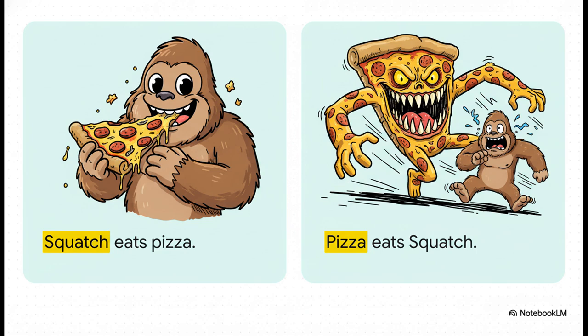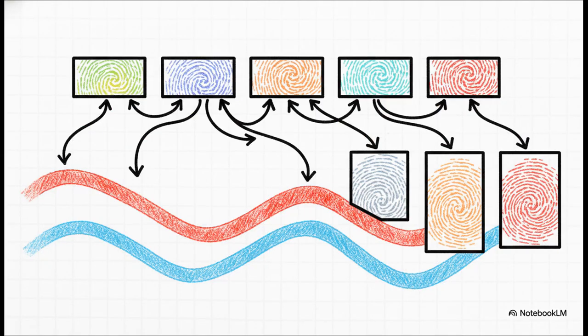Squatch eats pizza is a pretty happy situation. Pizza eats Squatch is, well, that's a horror movie. Same words, totally different meanings. So the model has to have a way to track the position of every single word. The solution is this really cool trick called positional encoding.